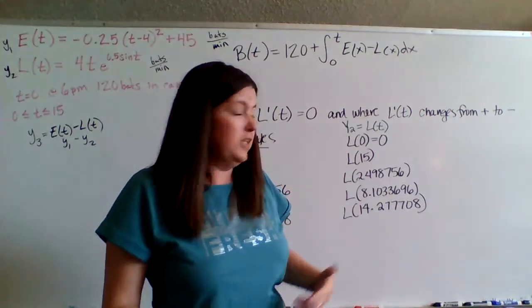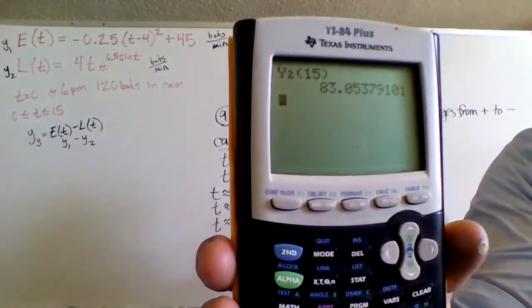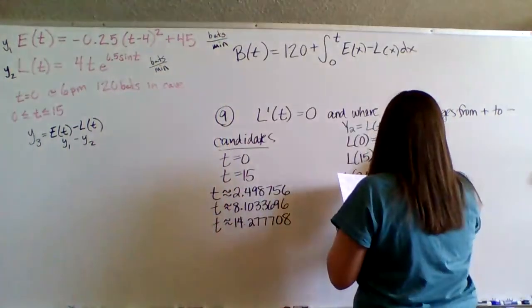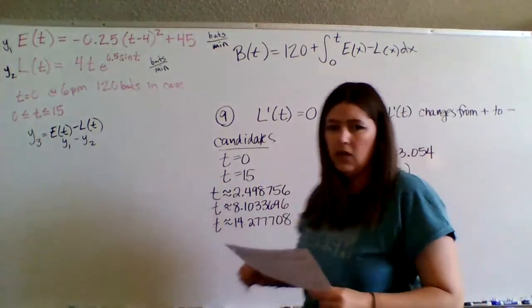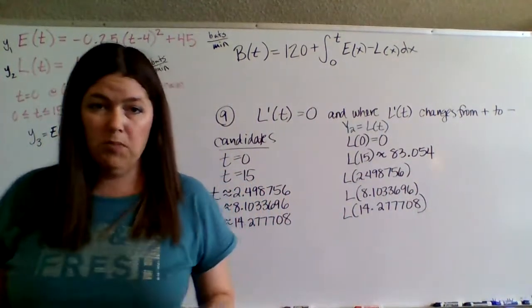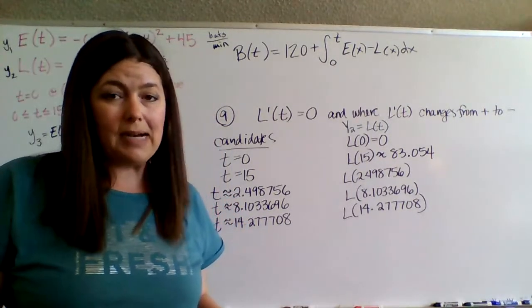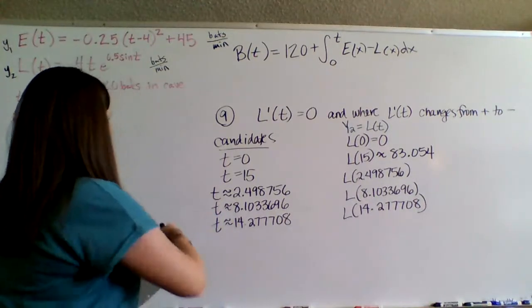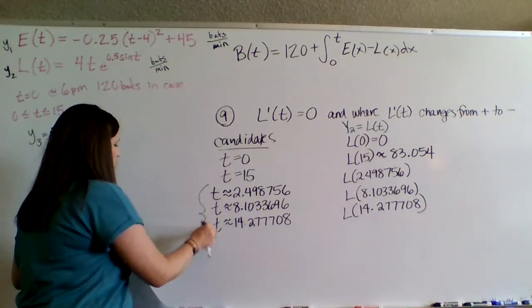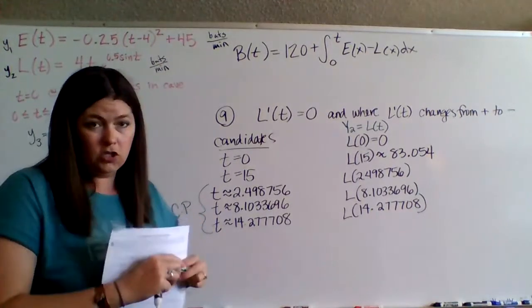So now I'm going to plug in 15. Remember, we stored L of t in y2. So y2 of 15 is going to be 83.054. So 83.054 bats per minute are leaving at time 15. That's our other endpoint. We're looking for the maximum. So now we're going to try these spots that were the critical points, right? The critical points where our derivative L prime of t was equal to 0 and changed the correct way for a maximum.